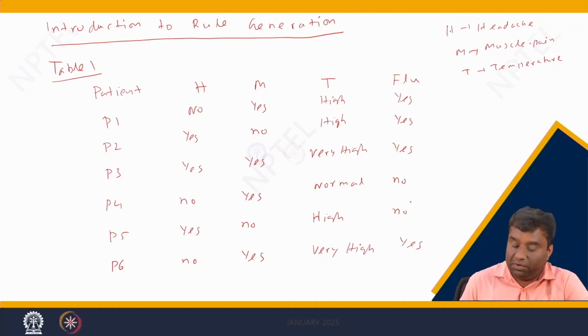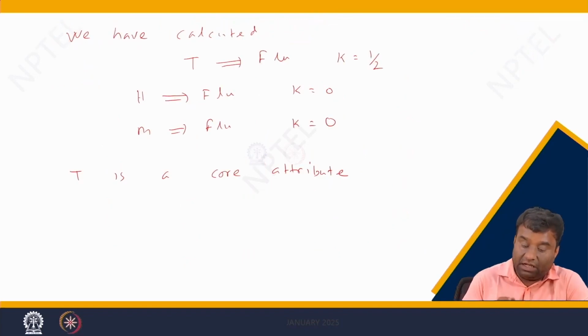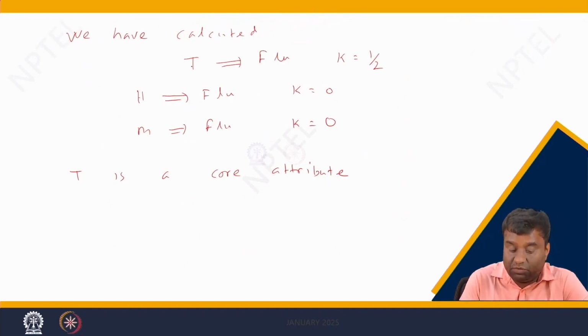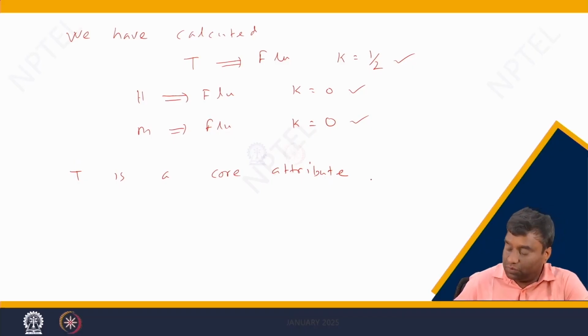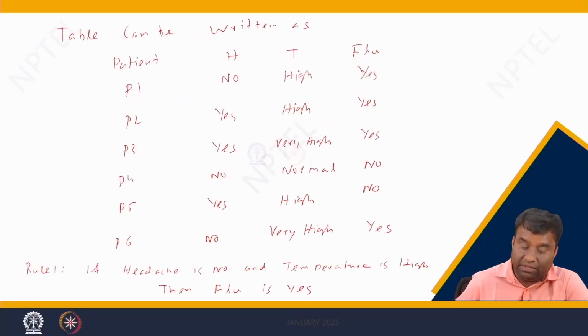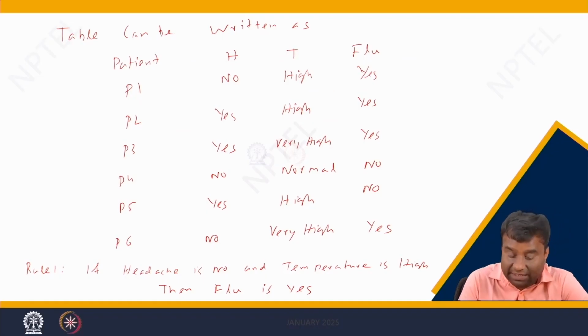So that is the whole table we have calculated, and we have also seen that the dependency of attribute T implying flu, K is half. For H implying flu, K is 0, and for M implying flu, K is 0. We also calculated that T is a core attribute. So now we rewrite the table. This table can be written by keeping the temperature and any one other attribute.